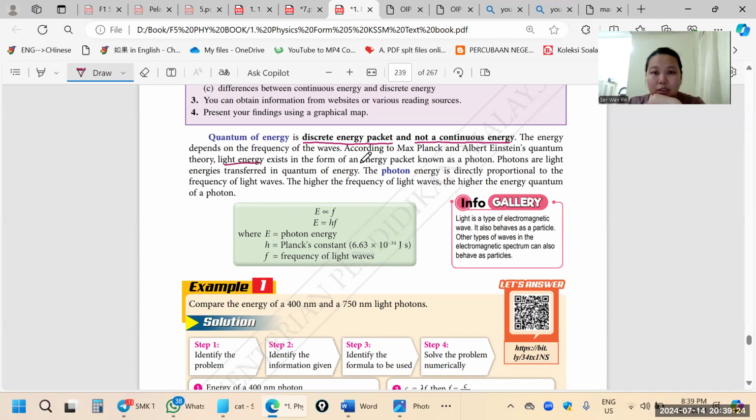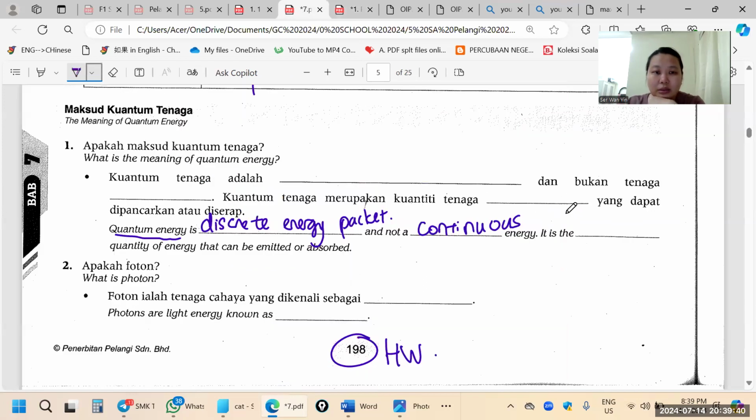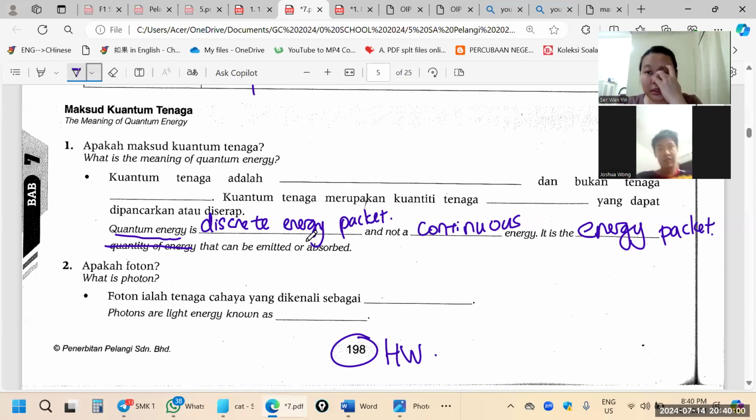So light energy is an energy packet known as a photon. Photons are light energy transfer in quantum physics. The photon energy is directly proportional to the frequency. It is the energy packet that can be emitted or absorbed. Okay. It is a discrete energy packet.